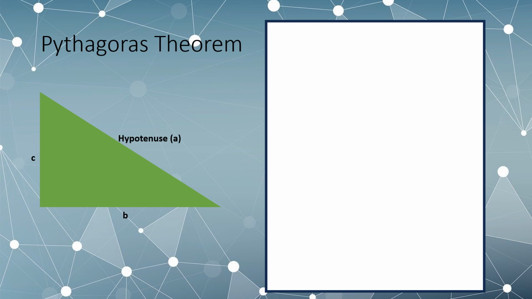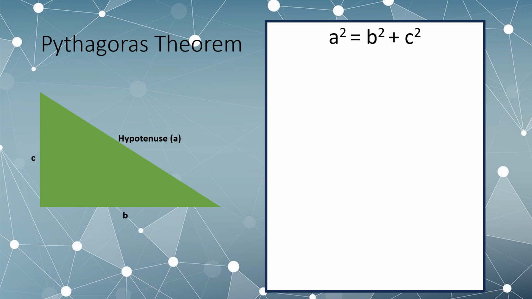The Pythagoras theorem as a whole states that the area of the squares of the three sides of a right angled triangle can be related in the formula a squared equals b squared plus c squared, known as the Pythagorean equation. We're not going to worry too much about that complex theory and just look at the equation itself.